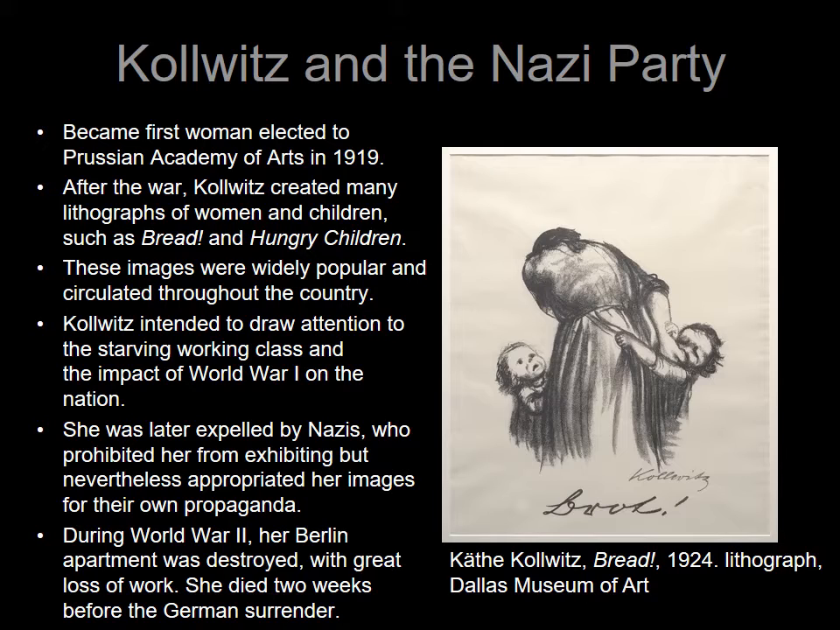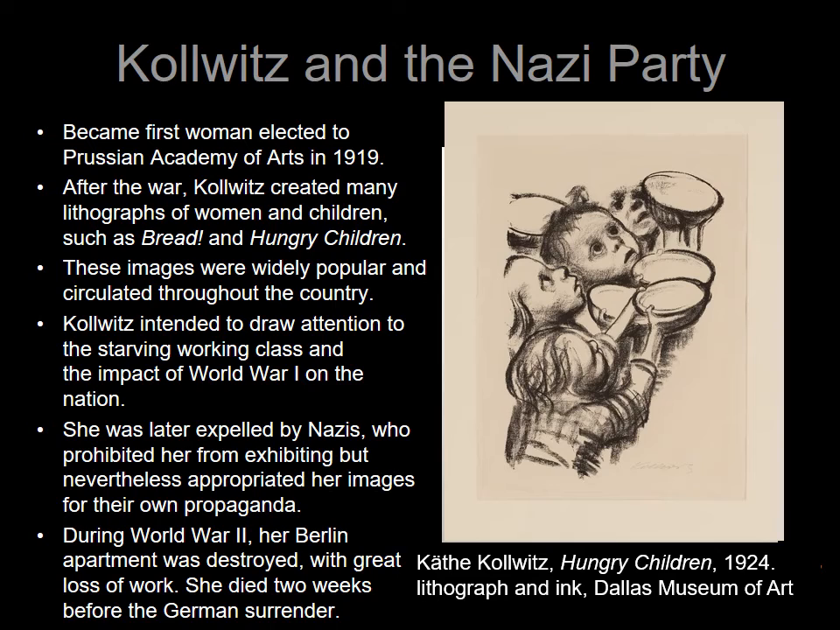So Kollwitz and the Nazi Party have a long history. She became the first woman elected to the Prussian Academy of Arts in 1919. After the war, Kollwitz created many of these lithographs of women and children. The first image you're seeing on the right here is Bread. And the second image is this Hungry Children image, right? And they were widely popular and circulated throughout the country. And she intended to draw attention to the starving working class and the impact of World War I on the nation.